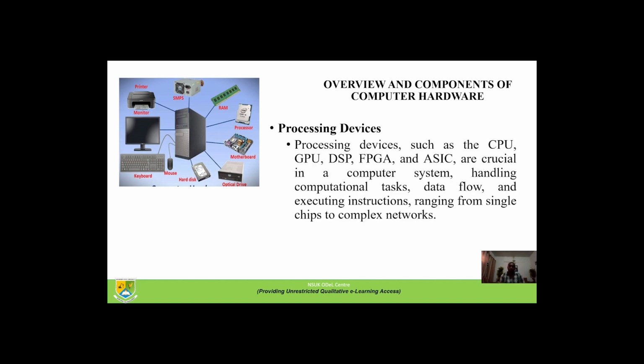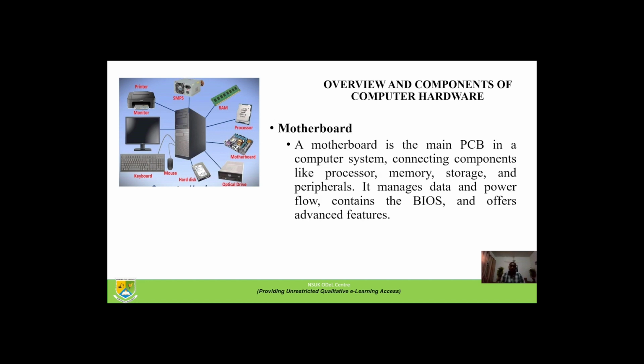Processing devices. Processing devices such as the CPU that we earlier mentioned, graphic processing unit, digital signal processor, field programmable gate arrays, and application-specific integrated circuits. Vital component in a computer system that handle computational tasks, data flow, and executing instructions, ranging from single chips to complex network of circuits.